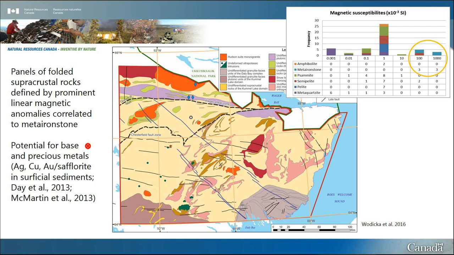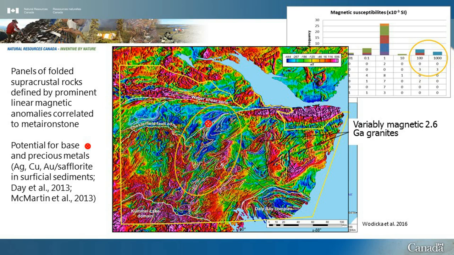The mag really nicely defines the folded belt, and from the rock property information, I was able to correlate it to a meta-ironstone unit within the supracrustal sequence that was causing the anomalies. And the mag is also really helpful where there's a migmatitic basement here, which has lineaments within it, but it's a very different texture than the Archean supracrustals, so it's good for distinguishing the two of them.